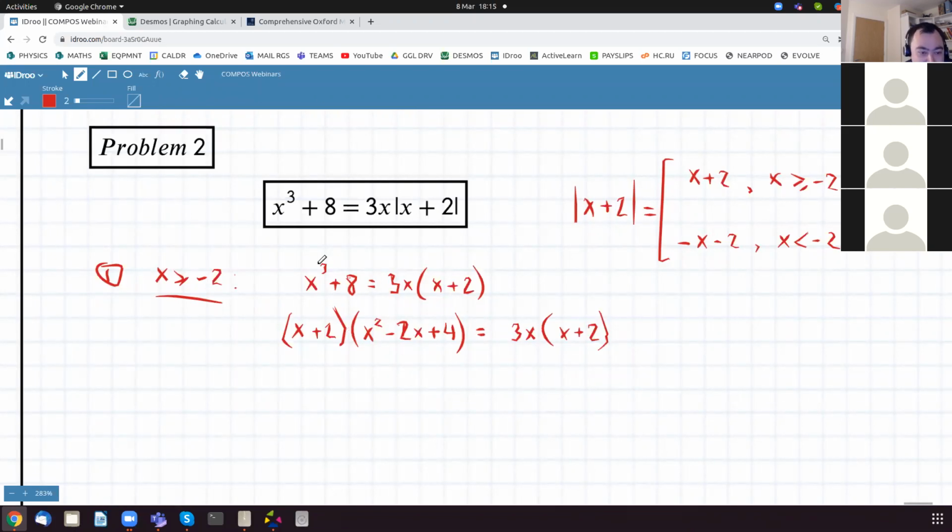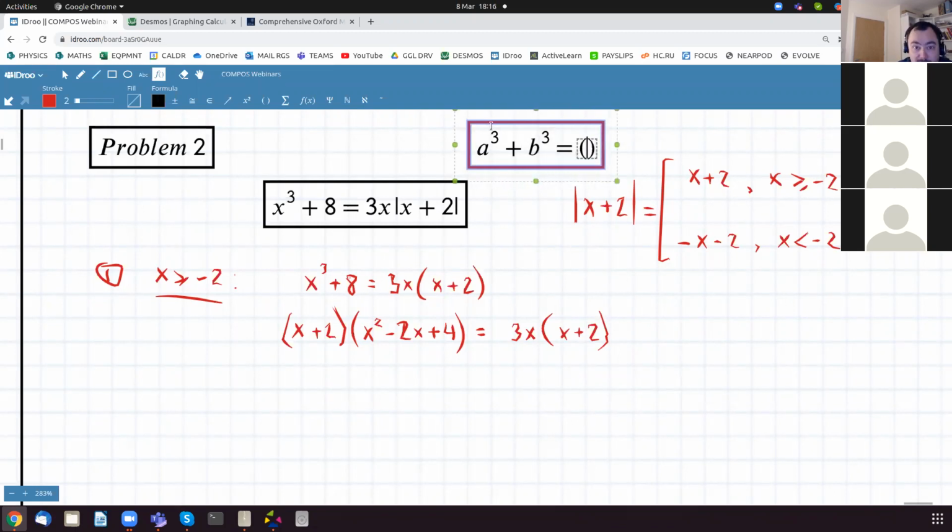How did I do that? Well, there's a formula which is a very useful formula. It is the difference of two cubes, a cubed minus b cubed, sorry, plus b cubed can be factorized as a plus b times a squared minus ab plus b squared.